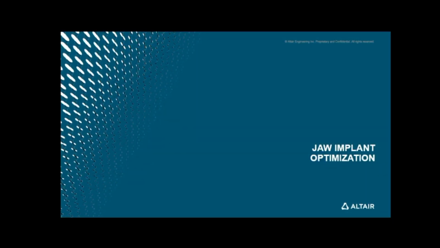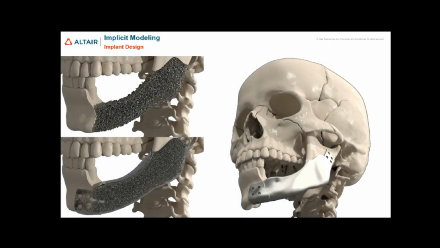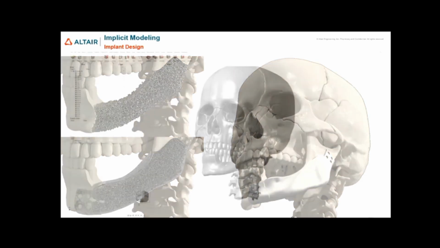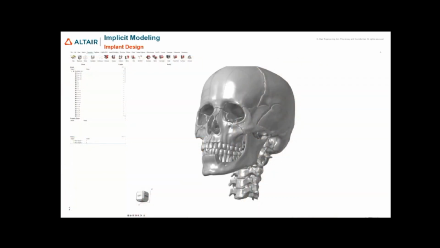But I think it's time to look at some examples. So what does this look like in practice, and how does it work? We'll start by looking at the design of a jaw implant that contains a stochastic lattice. We can basically begin by starting with a model.